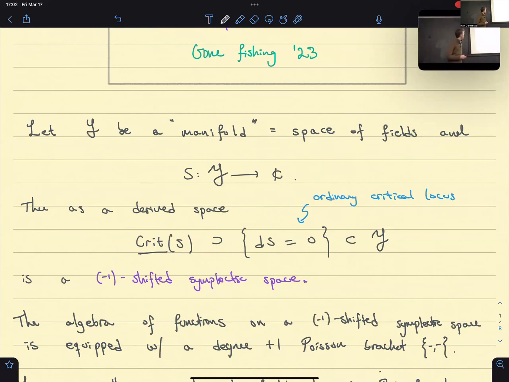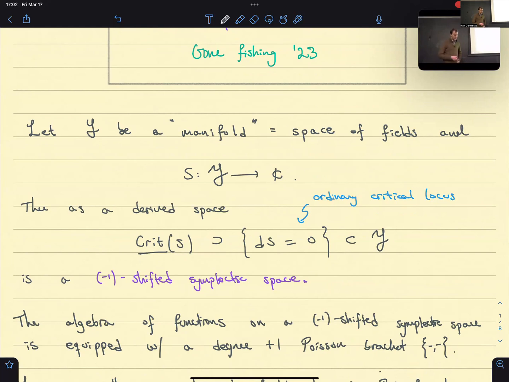So let Y be any sort of manifold in quotes here. This could be like some infinite dimensional thing. For me, in practice, it's going to be the space of fields of some theory. And I'm going to take a functional on Y, call it S. This is like the action functional in physics.